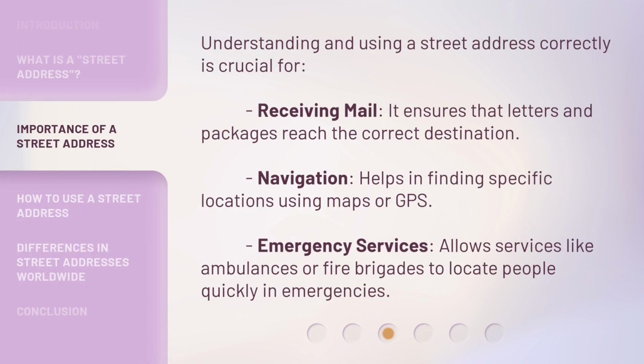Understanding and using a street address correctly is crucial for receiving mail. It ensures that letters and packages reach the correct destination. Navigation helps in finding specific locations using maps or GPS. Emergency services allows services like ambulances or fire brigades to locate people quickly in emergencies.